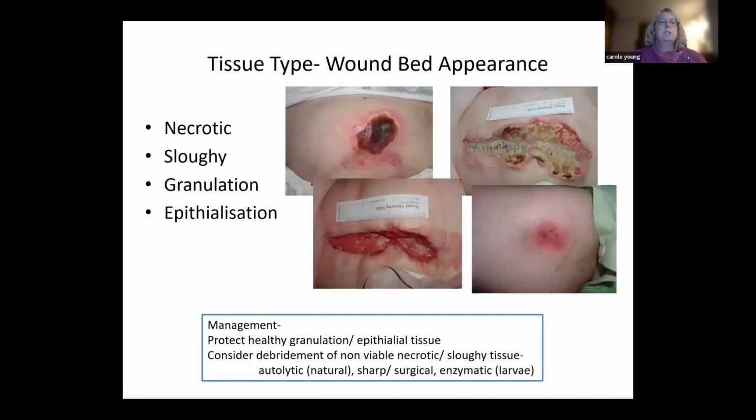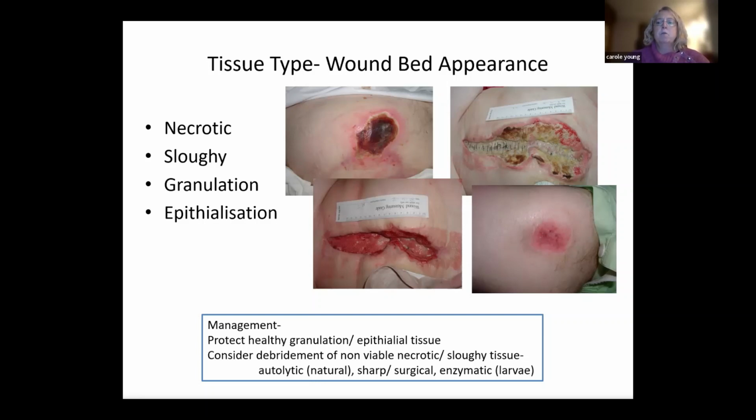Let's start with T for tissue type, and we're looking at the wound bed appearance. How do we describe the tissue that we can see in our wounds? Sometimes we might describe it by its correct terminology, which might be necrotic, sloughy, granulation, or epithelialization. But those words are sometimes tricky to come into our head when we're actually talking about it, aren't they? But we can describe the wound by colour. So we could say black or yellow, red, or pink, and people would know what we were talking about.